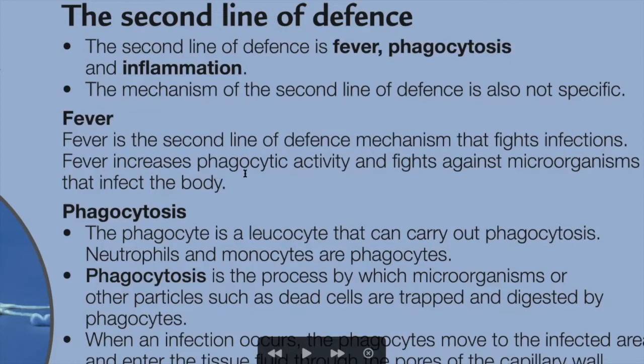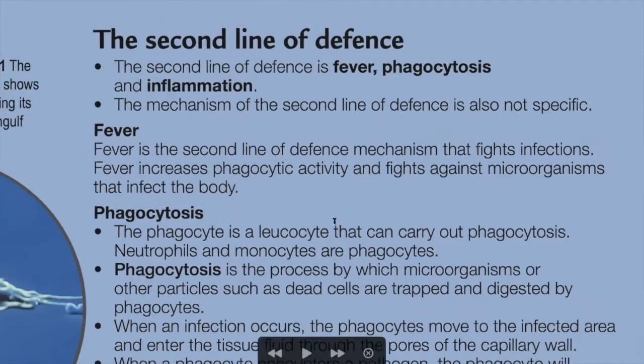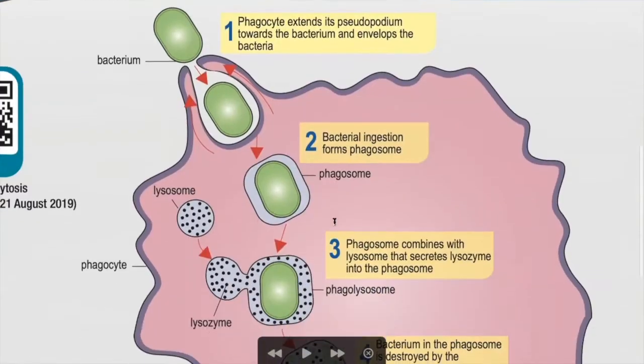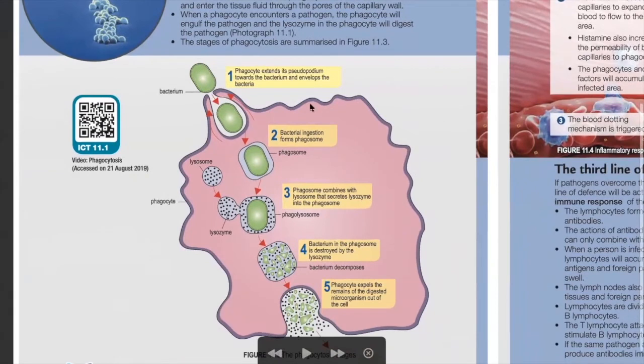Phagocytic activity tu apa cikgu? Phagocytic activity is also known as phagocytosis. Awak tengok nama dia, term dia lebih kurang kan? Phagocytic, phagocytosis. Phagocytic and phagocytosis are the same thing. Apa maksud phagocytosis cikgu? Ni kita nak tengok ni. So kita tengok this is what we call phagocytosis. Ni proses ni, nama dia adalah phagocytosis.